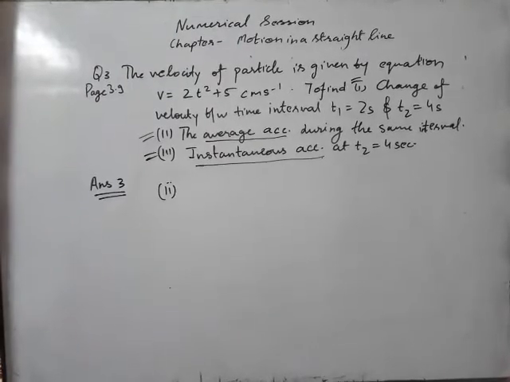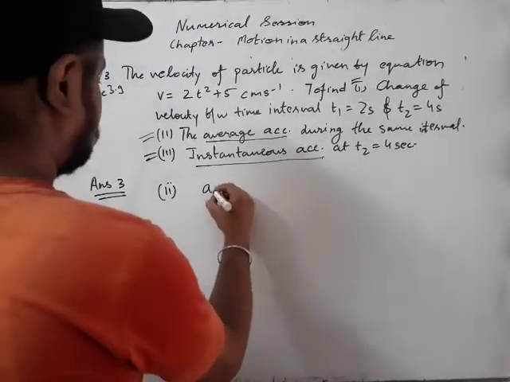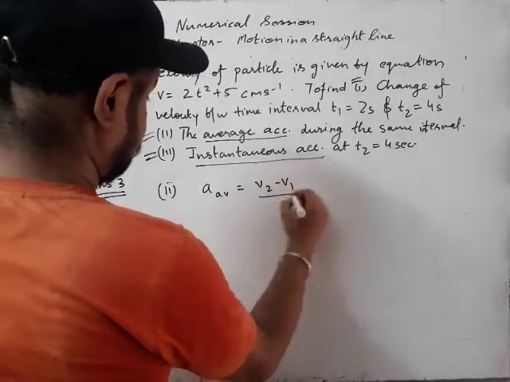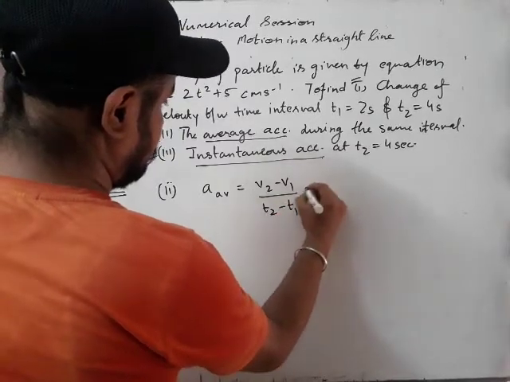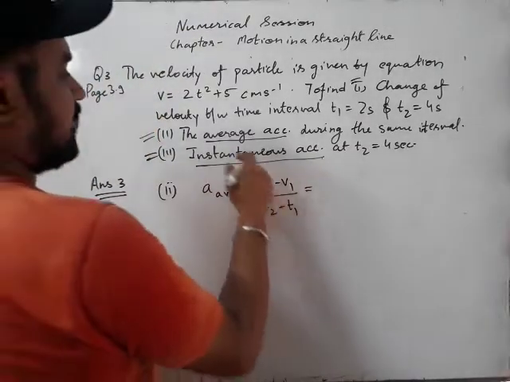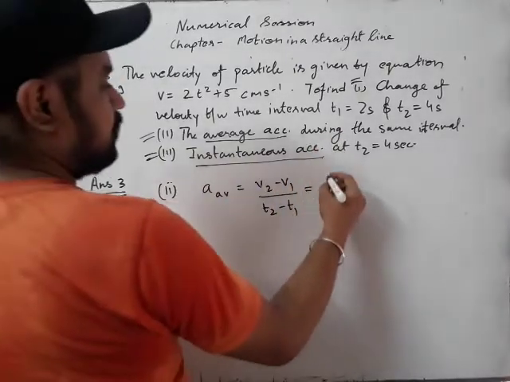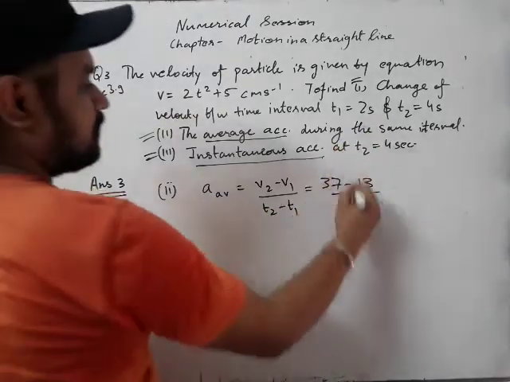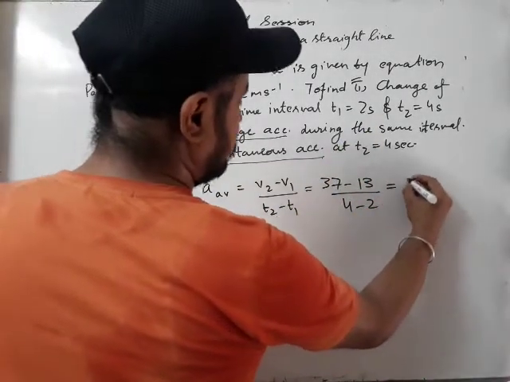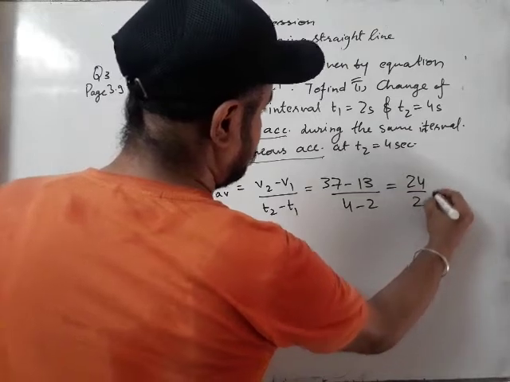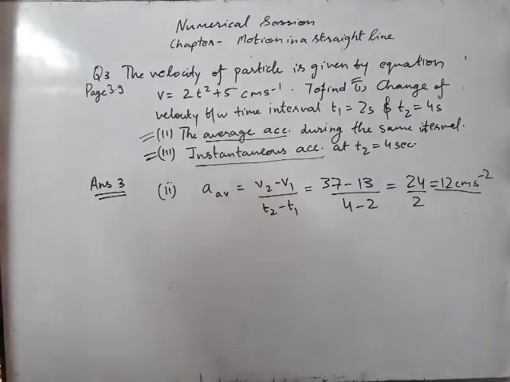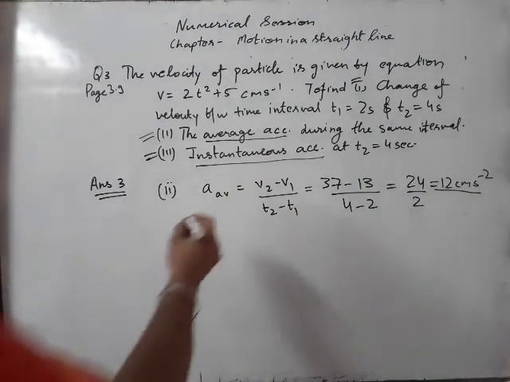So we will now find the average acceleration. Average acceleration is given as change of velocity upon change of time. The change of velocity we have already found in the last part: v2 was 37 and v1 was 13, and for time it is 4 minus 2. So it will be 24 by 2, which comes out to be 12 centimeter per second square. Always remember, since it is acceleration, the unit will be that of acceleration. So this is the average acceleration.